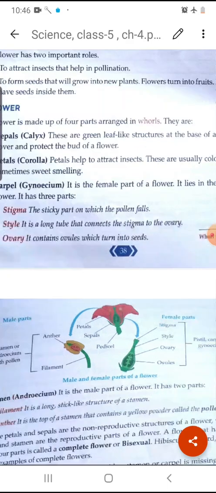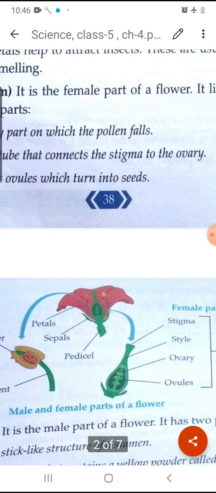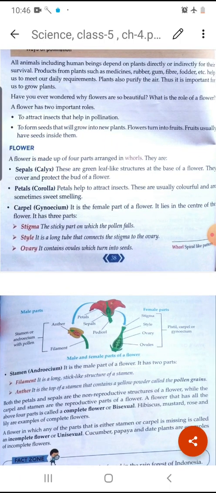Okay, so this green portion, that is actually the female part. So you can see the stigma, style and the ovary. So stigma, the sticky part on which the pollen grains fall, that is the upper part of the carpel. Next the style, that is the long tube that connects the stigma to the ovary, and the ovary, that contains the ovule from which the seeds will develop, and also from the ovary the fruit develops.